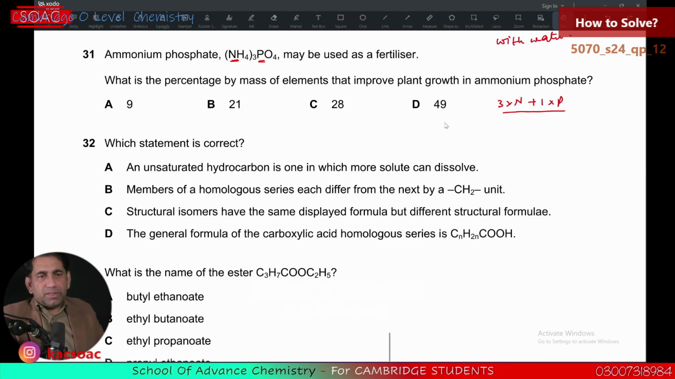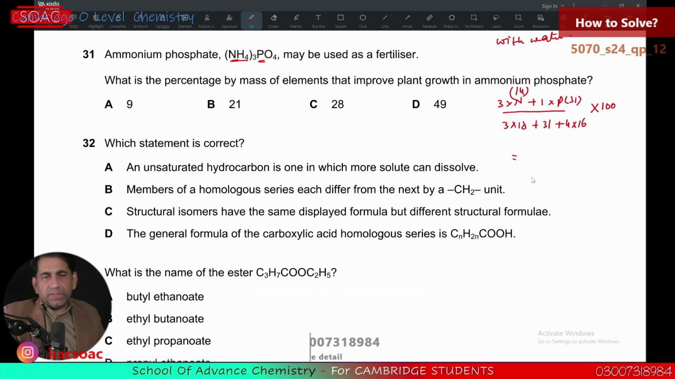So what is the Mr of this compound? That is NH4, that is equal to 18. 3 multiplied by 18 plus phosphorus 31 plus 4 into 16, that is for oxygen. 1 nitrogen is equal to 14, 1 phosphorus is equal to 31. So what is the overall answer for the percentage? I'm going to multiply this whole answer by 100 for the sake of percentage. So the overall answer will be equal to 49, and D is the correct option.